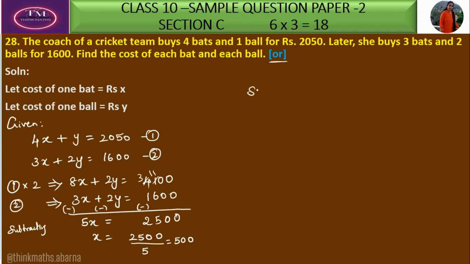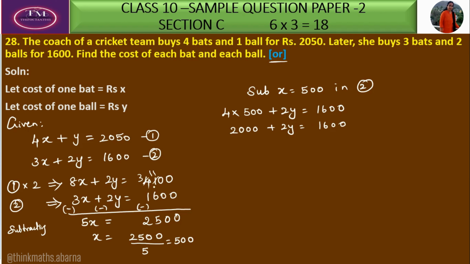What is the next step? We have to substitute x is equal to 500 in any equation. I am going to substitute in the second equation. So it is 4 into, instead of x, 500. 4 into 500 plus 2y equal to 1600. So 4 into 500 is 2000 plus 2y equal to 1600. Okay, not 4 here, it is 3. I'm sorry, I have substituted in the second equation, so it is 3 here.